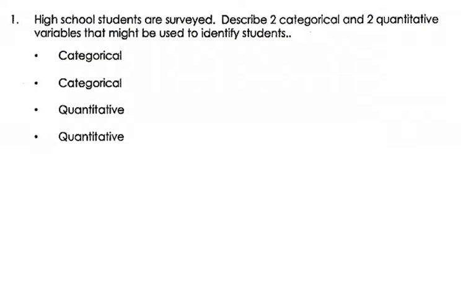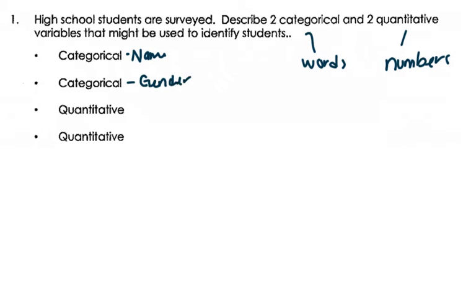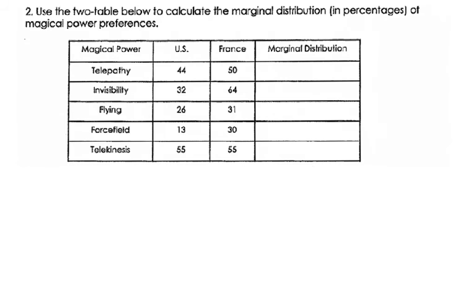Alright, so high school students are surveyed. Describe 2 categorical and 2 quantitative variables that might be used to identify students. Remember, categorical is words, and quantitative is numbers. These will vary. For categorical, I'm going to say name, because that's just a word. And then maybe gender, if you wanted to break things up into male and female. You could look at grade level, because that's a number. And then maybe something like GPA. So that might be some things if high school students are observed. Categorical, words; quantitative, numbers.